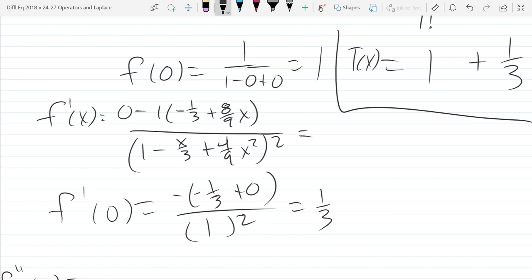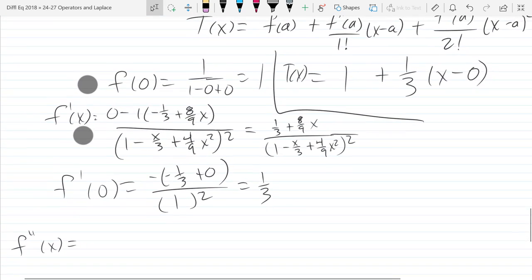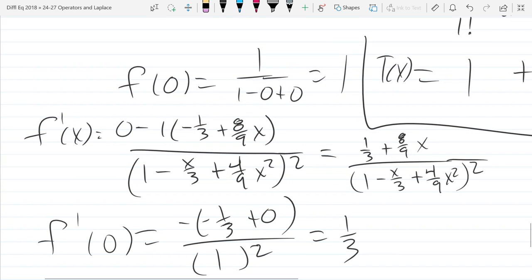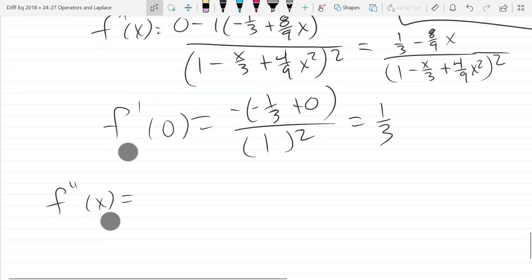Distribute the negative sign: 1/3 plus 8/9 x. I don't really want to FOIL this because that's going to be annoying, but if I don't FOIL it, I'm going to have a chain rule, which will also be annoying. So let's just deal with the chain rule and not FOIL it out now. All right, that's not too bad for a derivative right there.